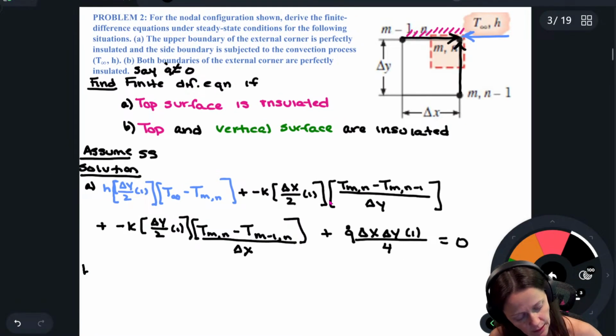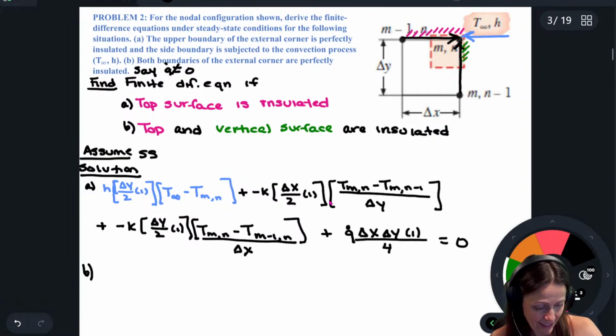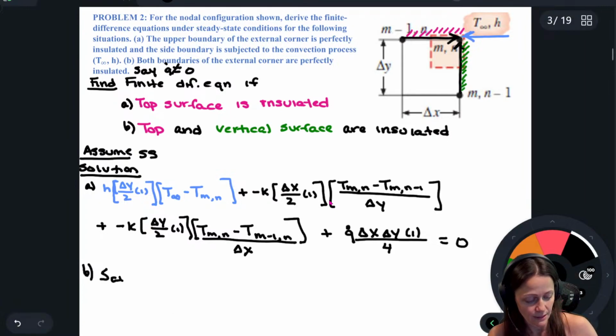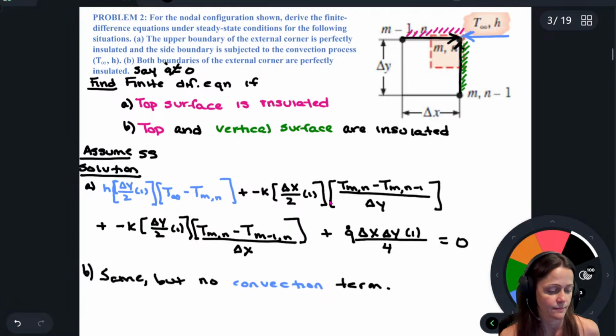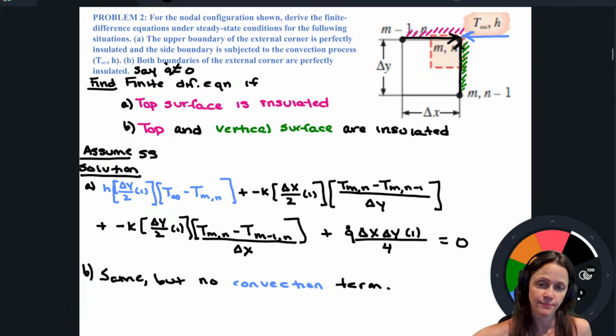And then for B, if the top and the side are insulated such that you don't have any convection, it's the same, but there's no convection term. Easy peasy.